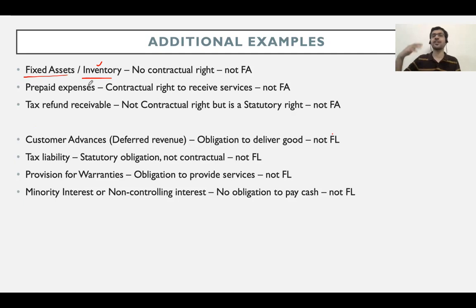I do not have any contractual right with the stock that I'm holding in the warehouse to receive money, right? Only when I sell the inventory, then it will turn into a financial asset in the form of debtor. But inventory by itself or fixed assets by itself do not give me any contractual right to receive cash, and therefore it is not a financial asset.